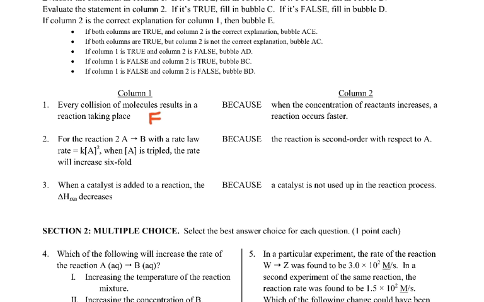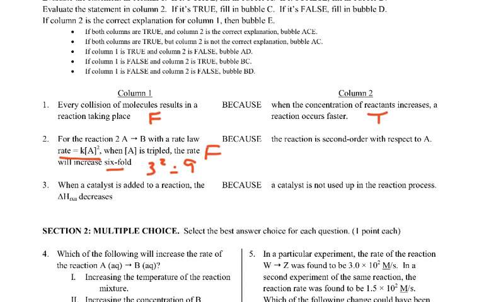Because the concentration of reactants increases, a reaction occurs faster. That is true. You get more collisions. For number two, for a reaction with a rate law of this, now this we'll clue in on, when A is tripled, the rate will increase sixfold. No, if it's going to be tripled, it's going to be tripled squared, so that's going to be 9. So it'd be 9 times faster. Okay, so that's a false.